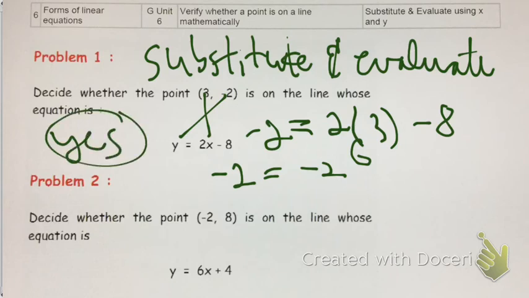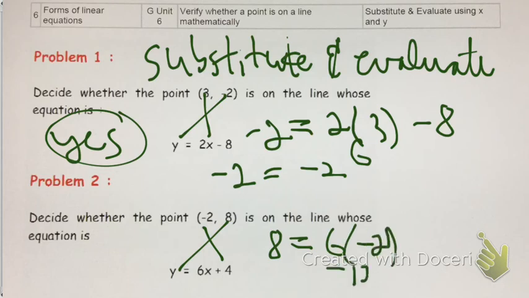All right. Same thing down here, sub and evaluate. So we've got 8 equals 6 times negative 2, which we know is negative 12, plus 4. So negative 12 plus 4 is negative 8, but not 8. So because it's not, you got a situation where 8 equals negative 8, so no, that is not on the line.